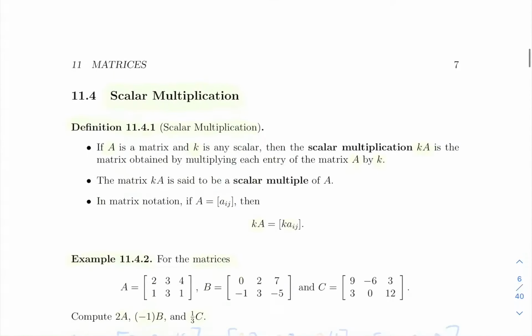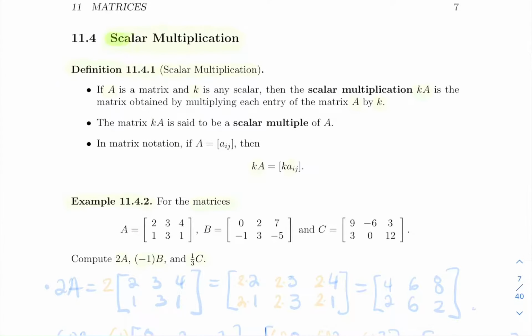The next operation is scalar multiplication. Scalar multiplication is another operation that is very similar to what we've done with vectors. The definition is: if you start with a matrix A and a number k, the scalar multiplication of k with A is obtained by taking every single entry of A and multiplying it by the number k. It's always defined, and it doesn't change the size of the matrix.